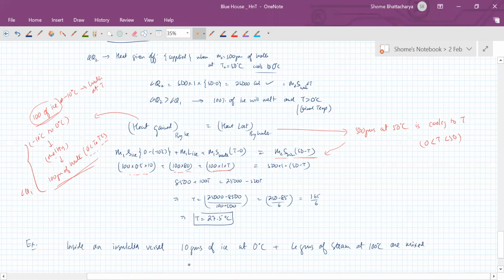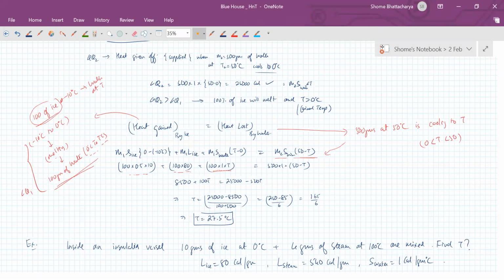Okay. Now given to us that latent heat of ice is 80 calories per gram. Okay. Latent heat of steam is 540 calories per gram, and specific heat capacity of water is 1 calorie per gram degree C. So again, find the final temperature. Find the temperature at equilibrium. So just try out this question while you're noting this down.